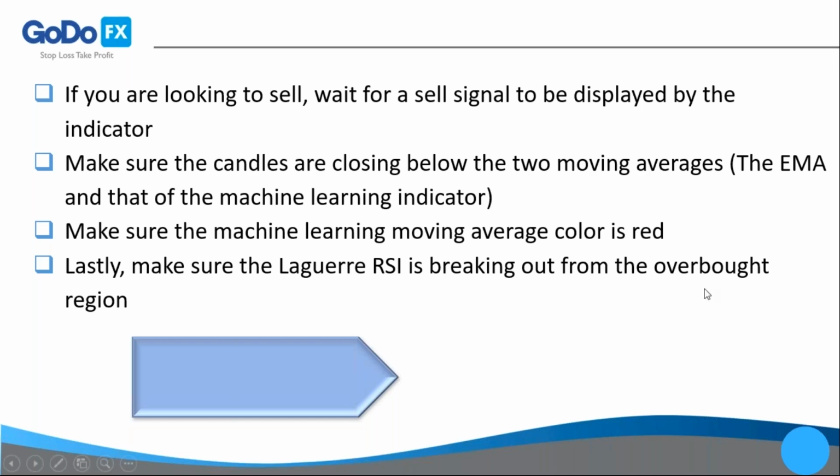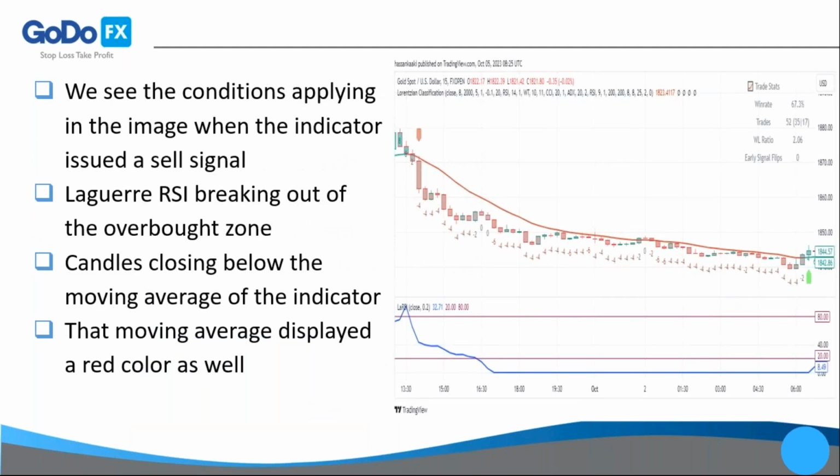To illustrate that for you, you may check this figure. So we see the conditions applying exactly the way we told you to. The indicator should issue a sell signal, the Laguerre RSI would break out of the overbought zone, the candles would close below the moving average of the indicator, and the moving average displayed a red color as well.